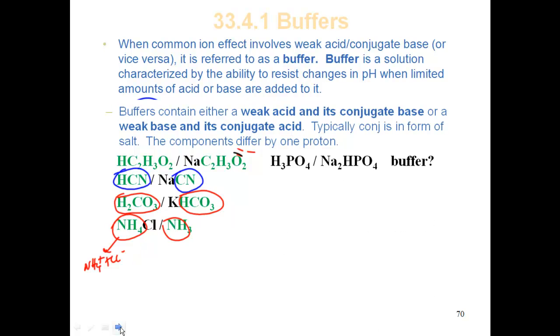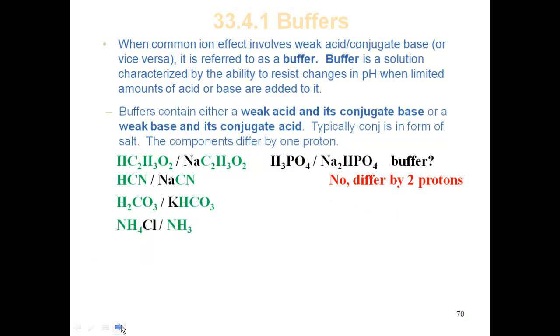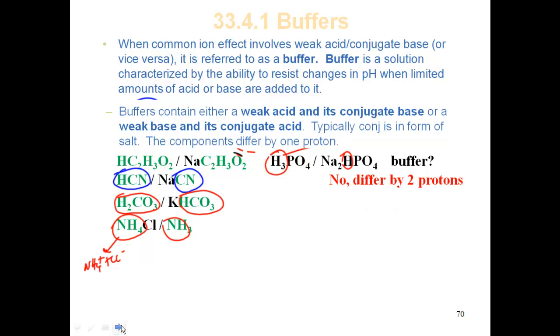What about H3PO4, phosphoric acid, and sodium biphosphate? Is that a buffer? It's a weak acid, but the problem is it's not a conjugate acid-base pair. We have 3 protons versus 1 proton, so we differ by 2 protons. The conjugate base of phosphoric acid is H2PO4 minus. So in this case, this is not a buffer. It differs by 2 protons, which does not meet the conditions of a buffer.